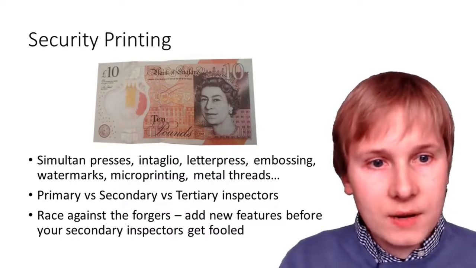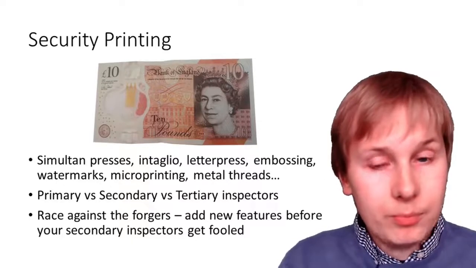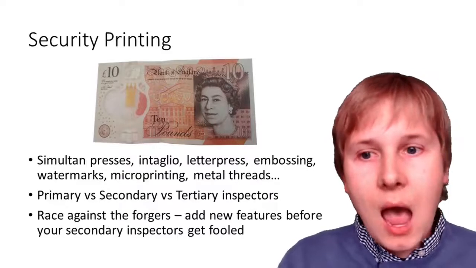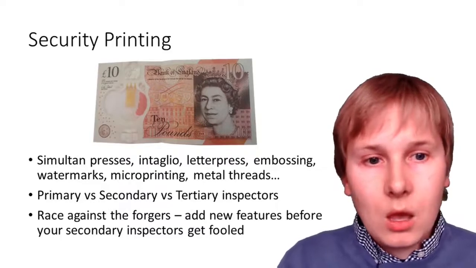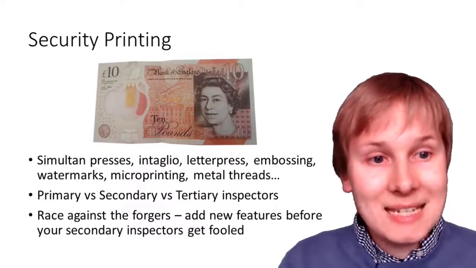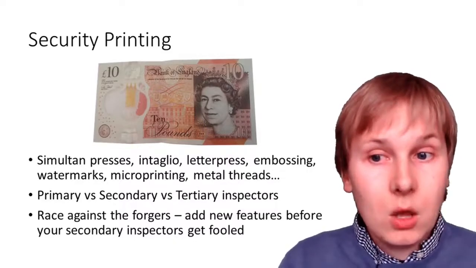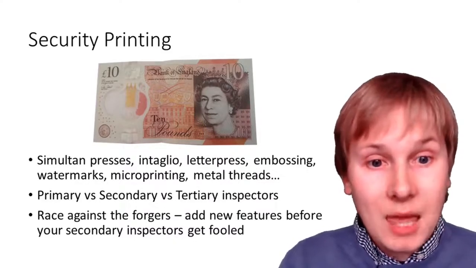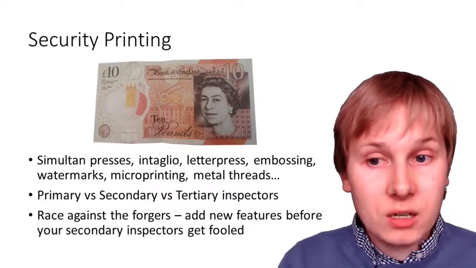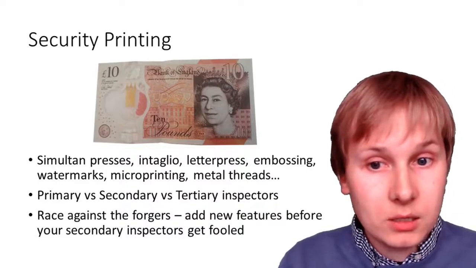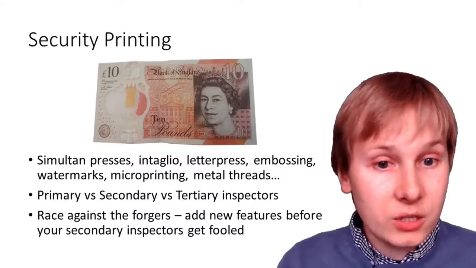Watermarks are another feature where translucent areas are inserted into the paper or polymer at manufacturing time, and other materials can be added at the same time, such as metal threads and holograms. Modern banknotes feature many different security features simultaneously, some designed for primary inspection, others for secondary, and others for tertiary. The idea is that by the time your forgers can easily reproduce features that can fool secondary or tertiary inspectors, your old notes will be revoked and new ones will be issued with new features.